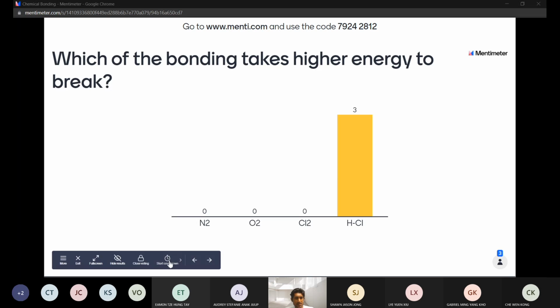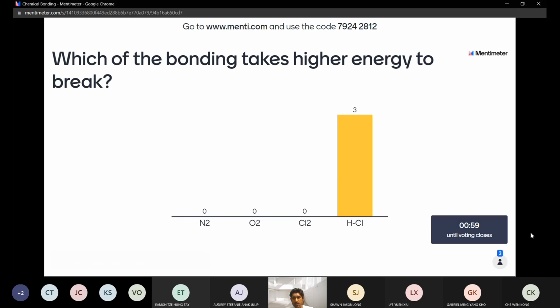Okay, I'm setting the time now. 1 minute to go. Nitrogen, oxygen, chlorine, HCl. Which one would take higher energy to break? You have to provide much higher energy so that it will be broken. Which one?